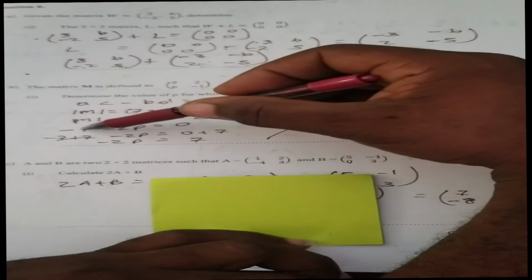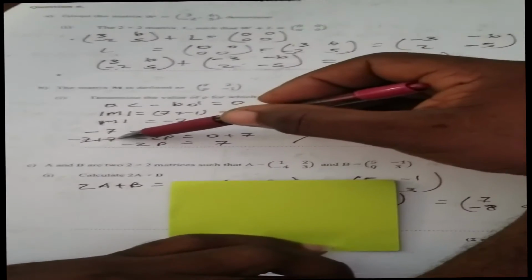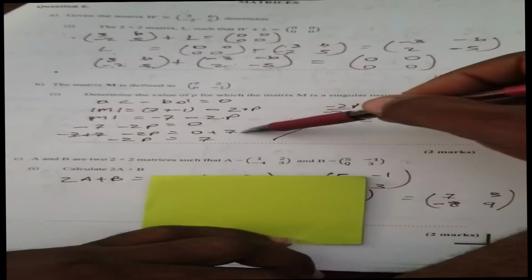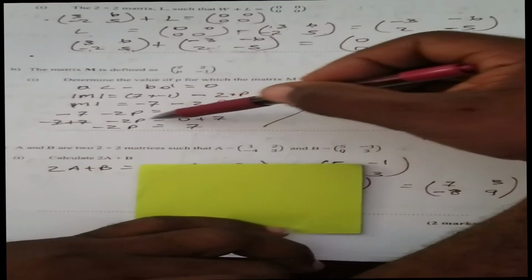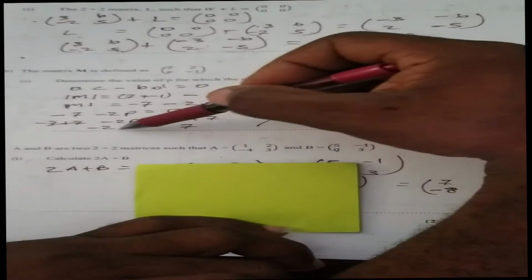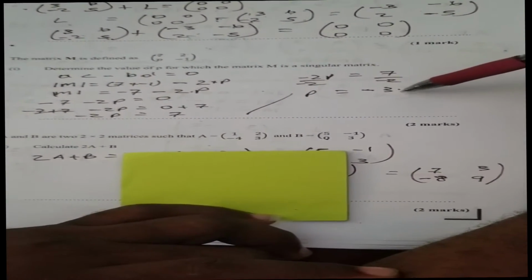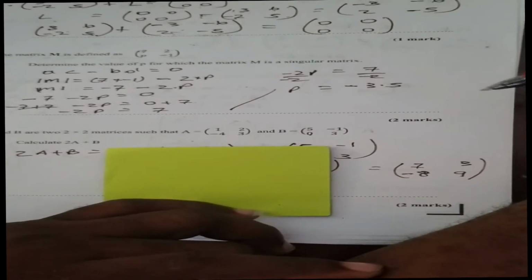And so we say negative 7, we're going to add 7 on both sides. When we have a 7 on both sides, it will be 0 plus 7 is equal to 7. Negative 2p is equal to 7. So we're going to divide through by a negative 2, and it will be equal to 7 divided by negative 2. And our p will be equal to negative 3.5.